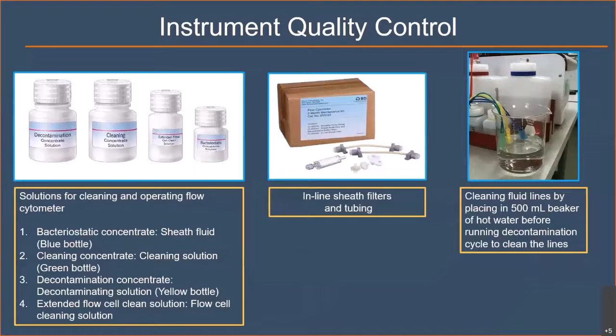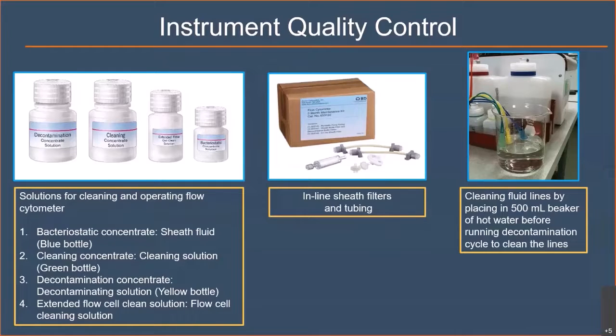Instrument quality control is extremely important in the measurement of sperm DNA fragmentation, and the quality control can be the different fluidics that are used, and these are the reagents used for the decontamination, cleaning, extended flow, as well as the bacteriostatic solution. As I mentioned, it's a peristaltic pump, so we have to be very careful that the fluidics is correct, the capillaries are not clogged, and these filters are changed at a regular frequency.